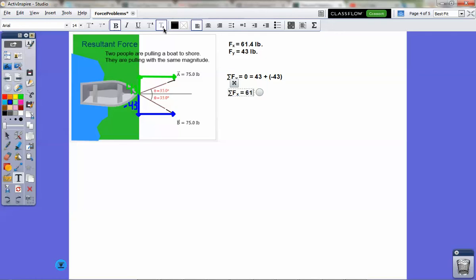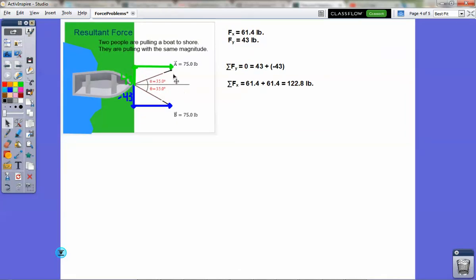Yeah, you got it. So 61.4 plus 61.4, that would equal 122.8 pounds, right? So that means that in the x direction, these two vectors complement each other. So I can kind of think of this as, can I drag this? No, it's not going to let me drag it. So these two forces help each other, and then the resulting net x force is 122.8 pounds. And there's no force in the y direction.